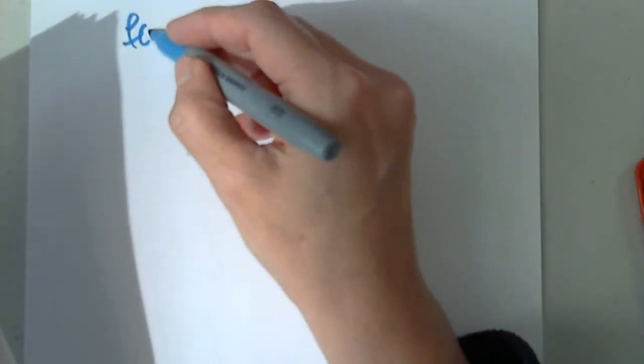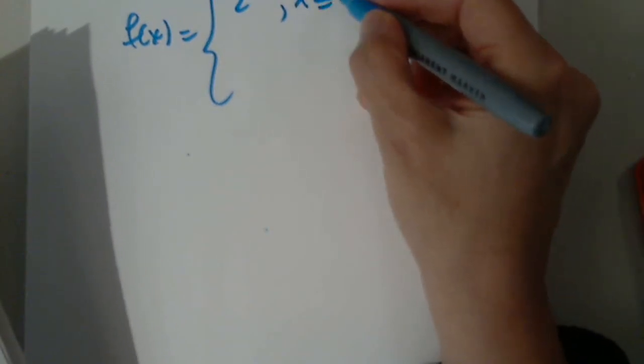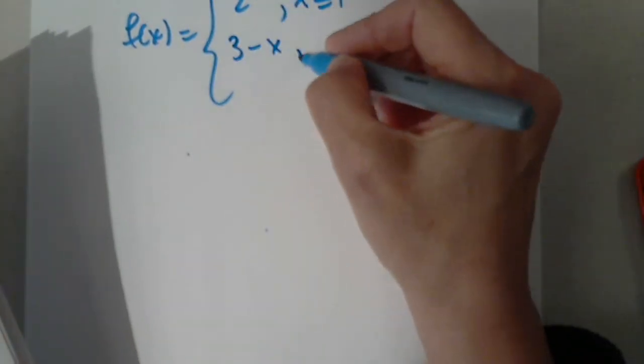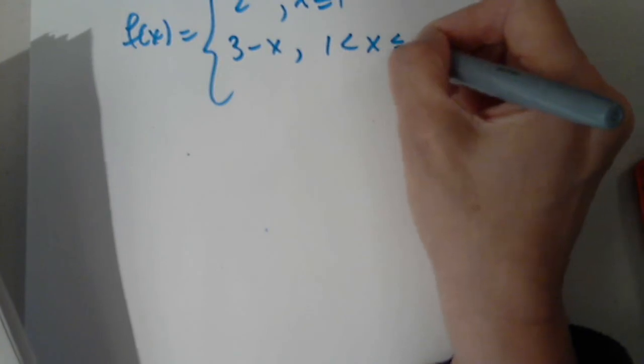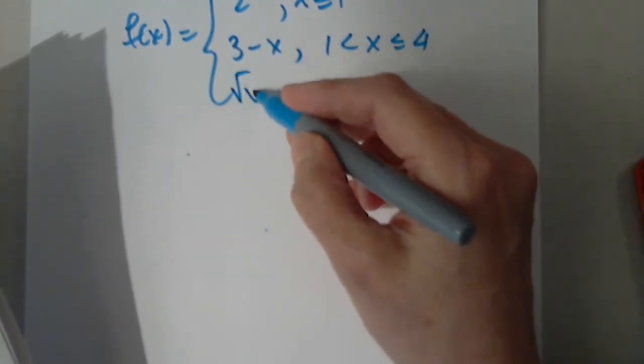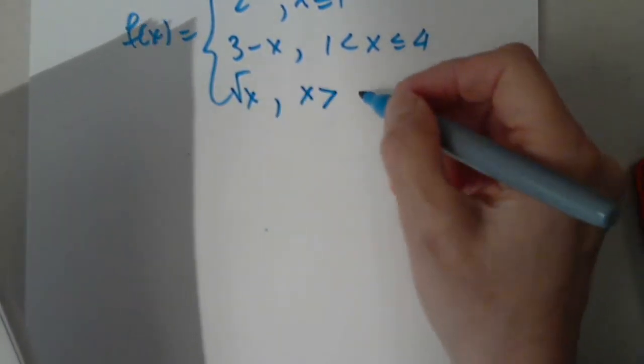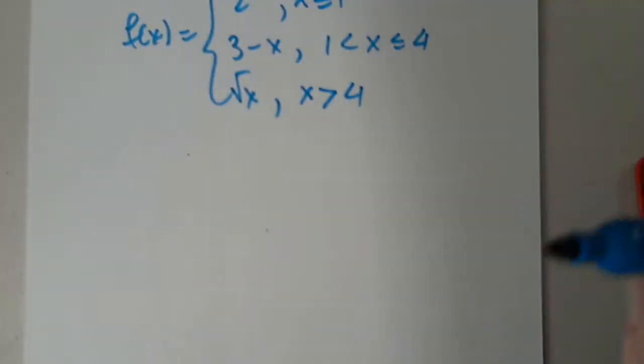And we have f of x equals 2 to the x for x less than or equal to 1, 3 minus x for this, and the square root of x for this. Let me make sure I copied correctly. Yes, I did. Okay, perfect.